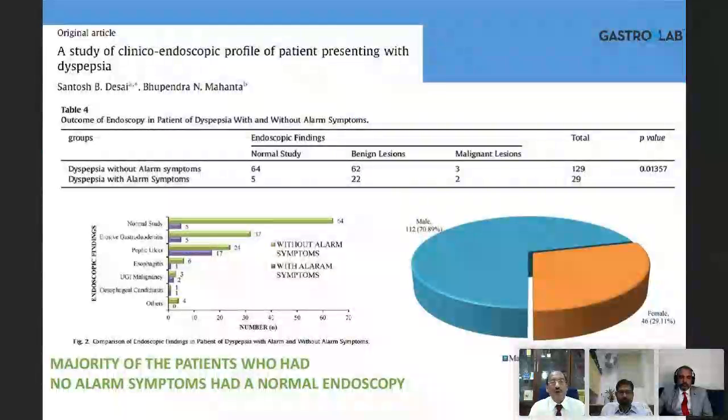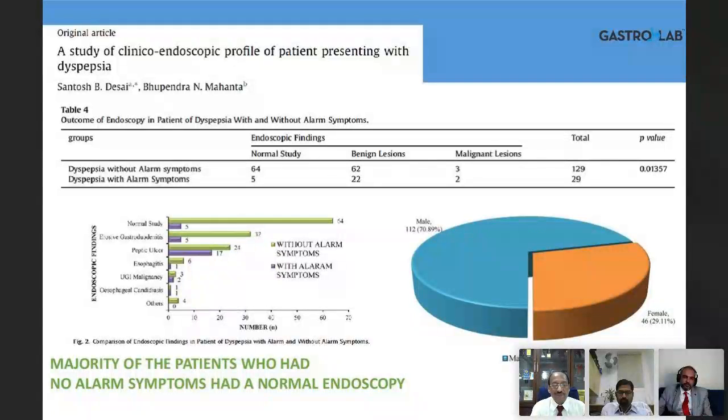A study of the clinico-endoscopic profile of patients presenting with dyspepsia was done in India, and they showed that in the majority, 54%, they found a normal stomach. Erosive gastroduodenitis was seen in a smaller proportion. And then peptic ulcer, esophagitis, upper GI malignancy, esophageal candidiasis, all that.